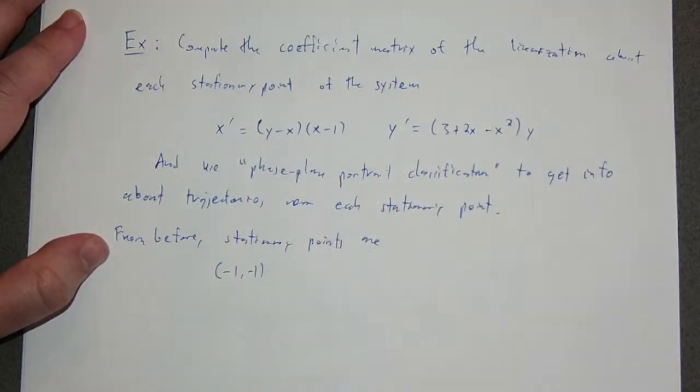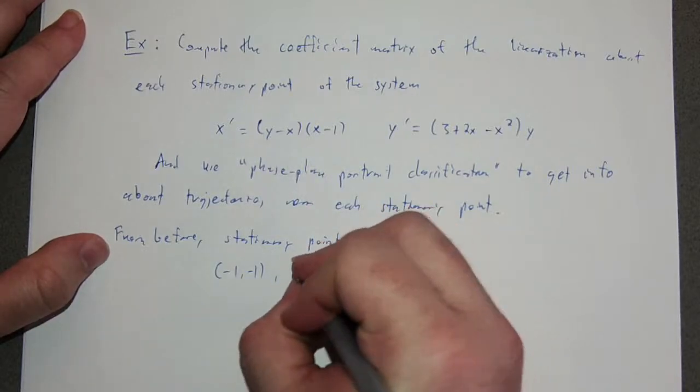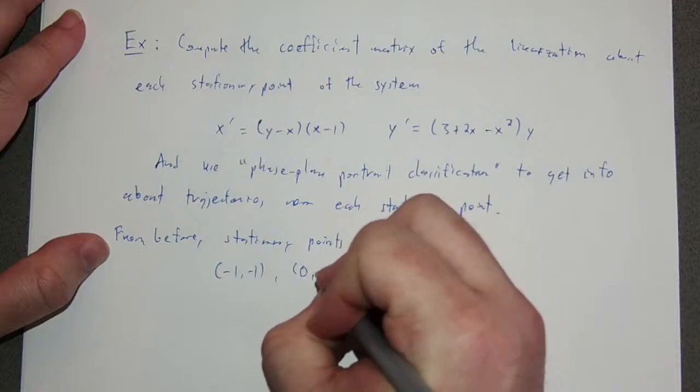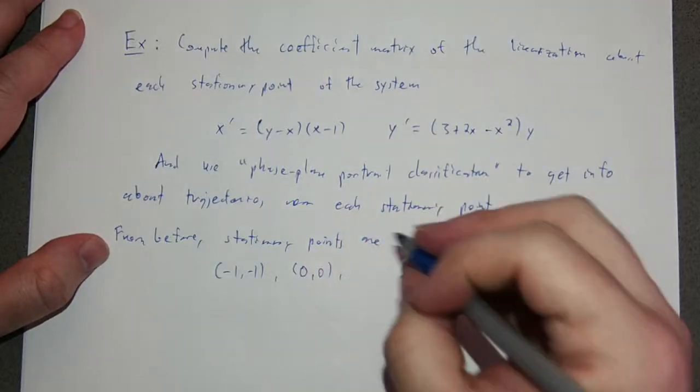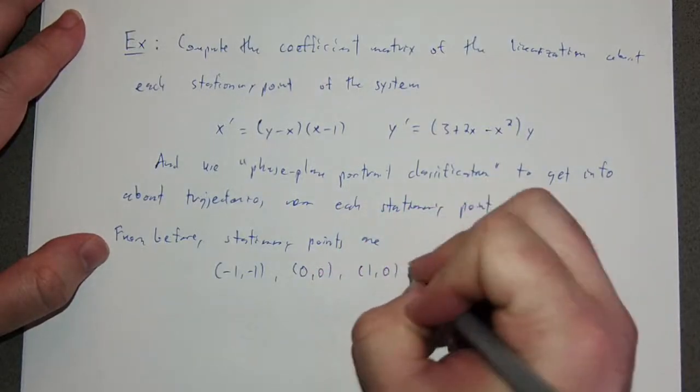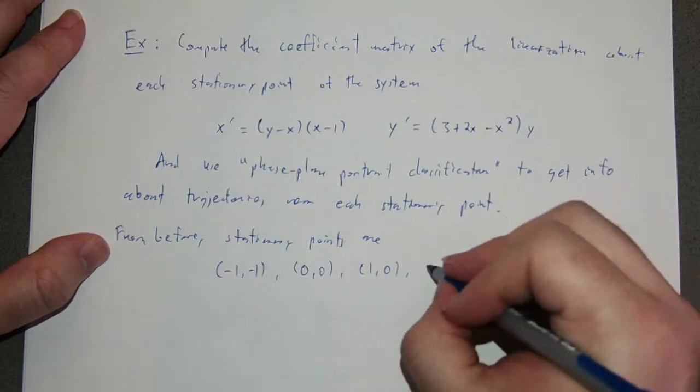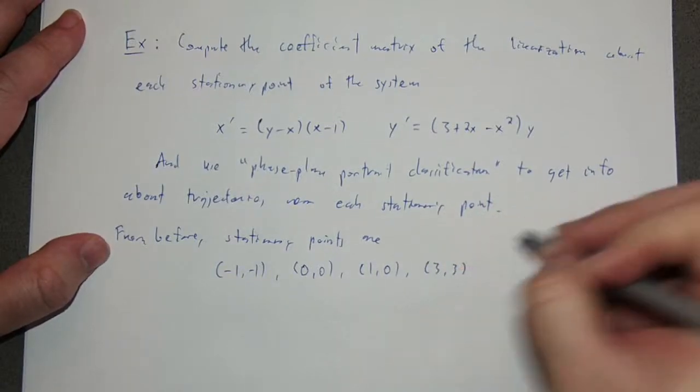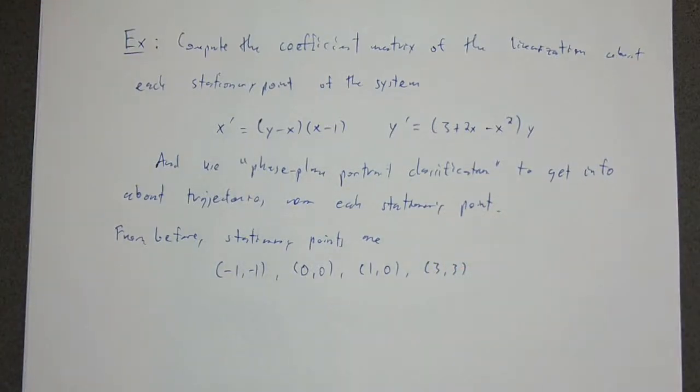Because of this, I get y equal to x for these two. So I get (-1, -1), (0, 0), (1, 0), and (3, 3). So those are my stationary points.